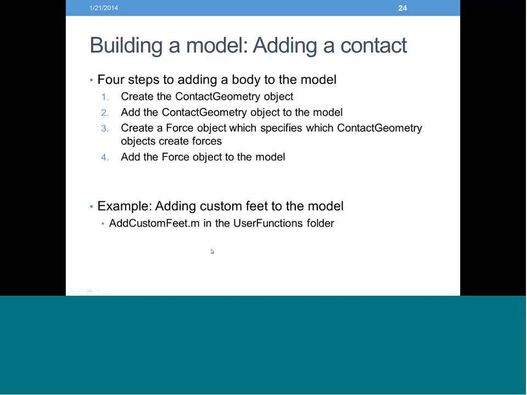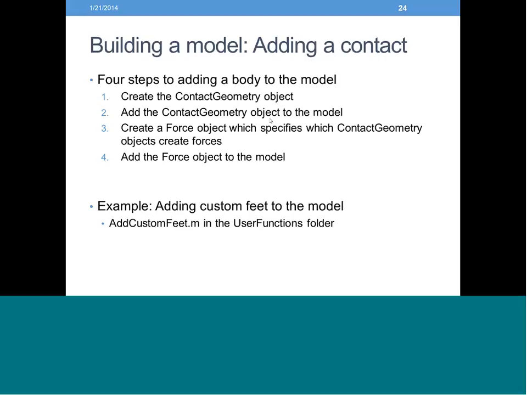So I won't dig into the code here, but the steps for adding a contact object are very similar to adding a body. We first create the object, and we add that object to the model, specifying where the contact geometry object is relative to the body. For example, if I want a foot contact sphere, I need to say that it is at the bottom end of the shank segment. I'll then create a force object.